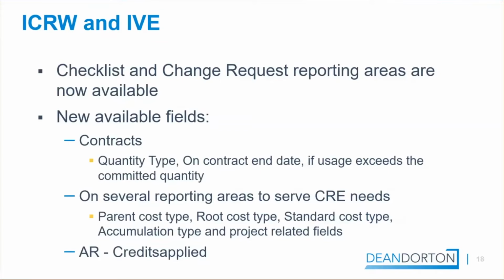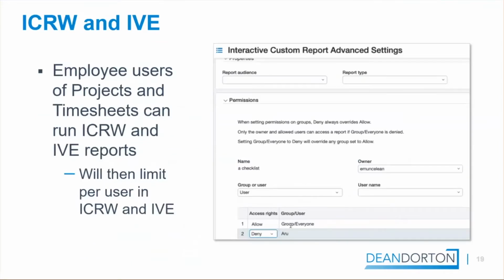These have been around for a little bit. ICRW has been around for a few years. IVE has been out now for several months. They've added some functionality to include checklists and change request reporting into both of those. There are newly available fields that you see here in contracts and cost types and those types of things in projects, or construction related fields, and then some new fields in AR for credits applied. So, expanding the capabilities of the tools and the data that the tools can access.